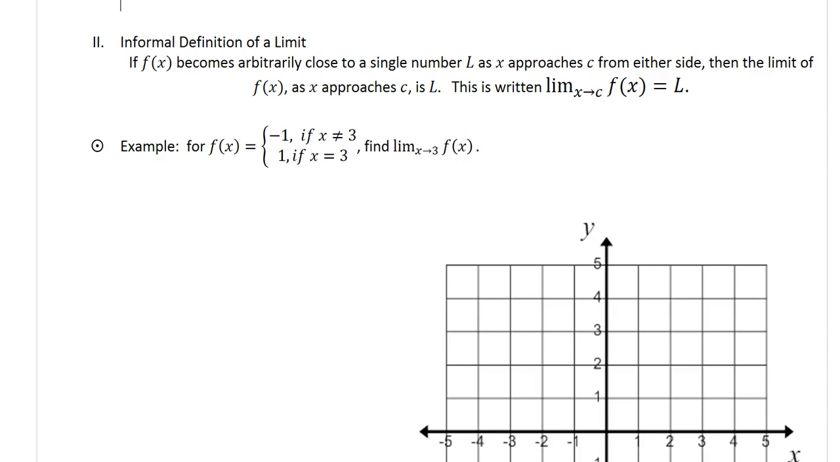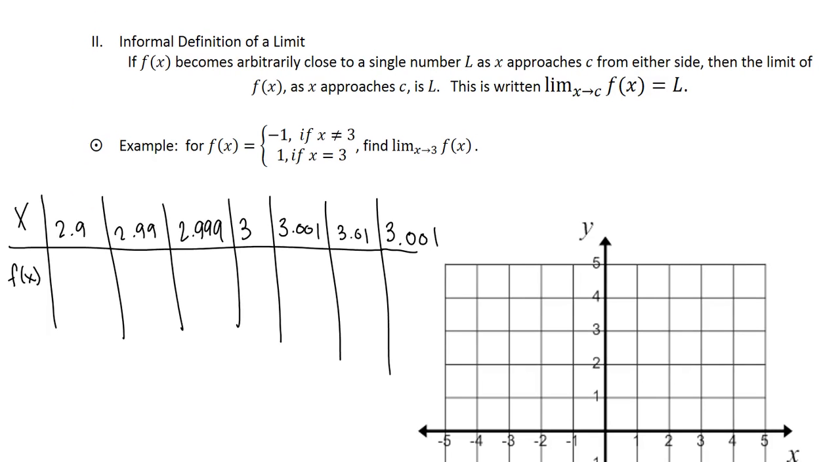So we're going to take a look at a very simple example. This is f of x equals negative 1 if x is not equal to 3, and 1 if x is equal to 3. And we're going to find the limit as x approaches 3 of f of x based on this informal definition. If you try to fill in your chart, it would look something like this. According to the definition of this piecewise function, if x is anything other than 3, the answer is negative 1. So notice I've got values that are on either side of 3. The 3 is going to be a 1, but everything else is going to be a negative 1.